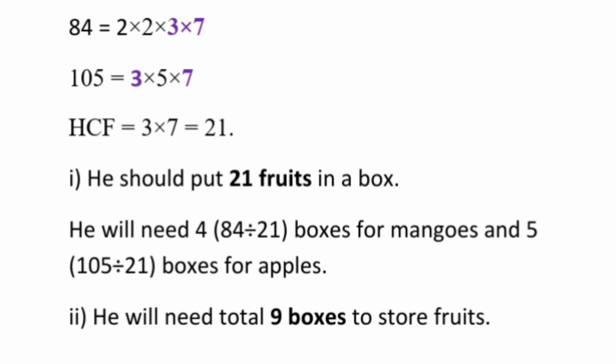Now we will find out how many boxes will form after putting 21 fruits in a box. So there are total 84 mangoes. So 84 divided by 21 is 4. So he will need 4 boxes for mangoes and 5 boxes for apples, as total apples are 105 and divided by 21 fruits in each box. So 105 divided by 21 is equal to 5. So in total he will need 9 boxes to store fruits.